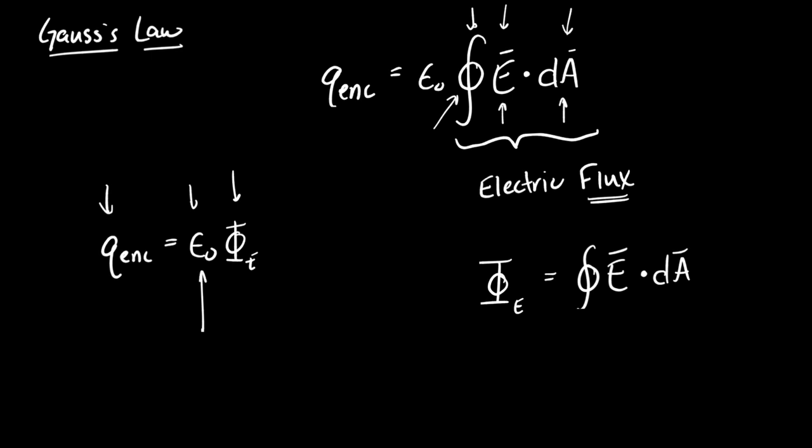This is a new symbol for you, and it's lowercase epsilon. And we'll say the words epsilon naught a lot. It's called the permittivity constant.